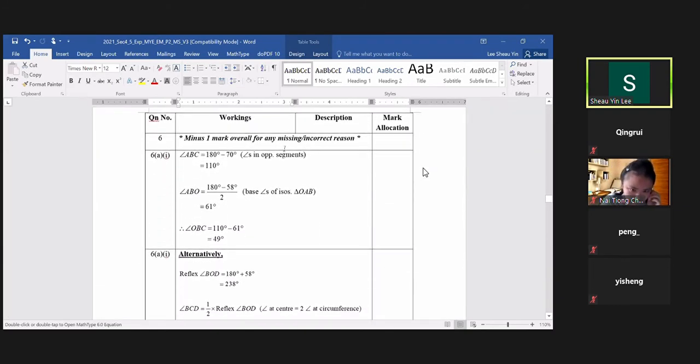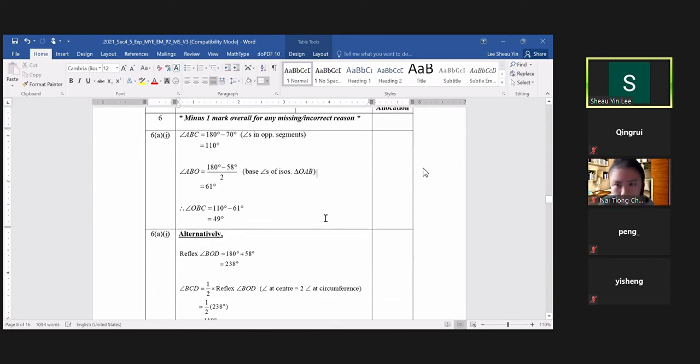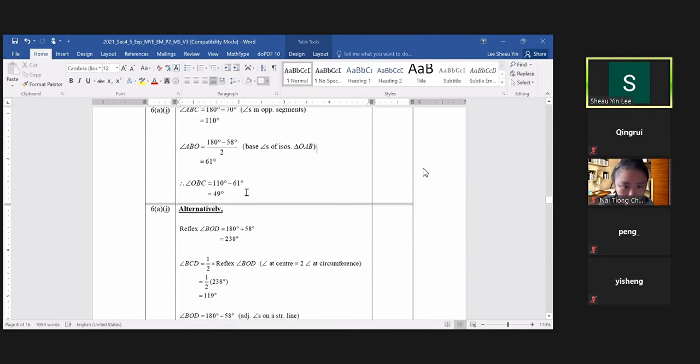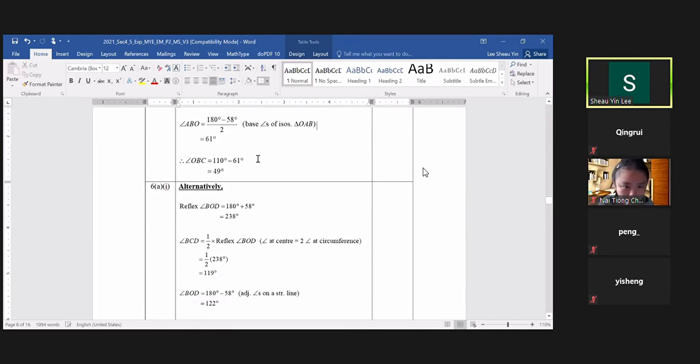Minus 1 mark overall for any missing or incorrect reason. That's what Mr. Kwa said. If anything is incorrect or you never write the statement, 0. So far I see that in your class, generally, you have your working and a statement, but it's just that the statement is a little bit wrong. Wrong also cannot have the answer. So you have 49. You must write down the proper one. Don't go and create your own statement. Alternatively, you can also get 49, but this is a longer method.